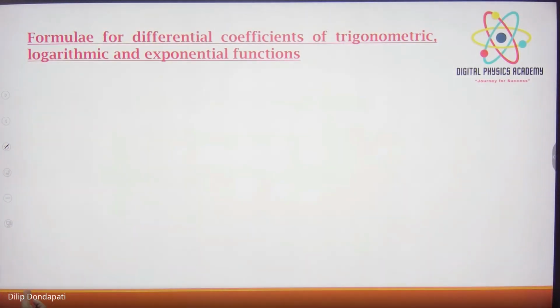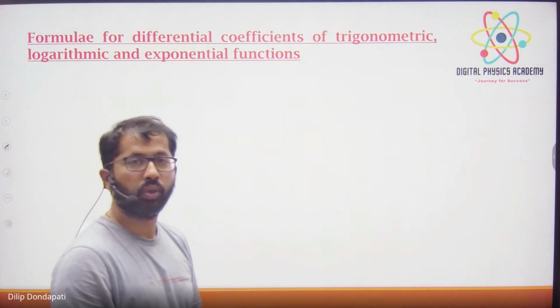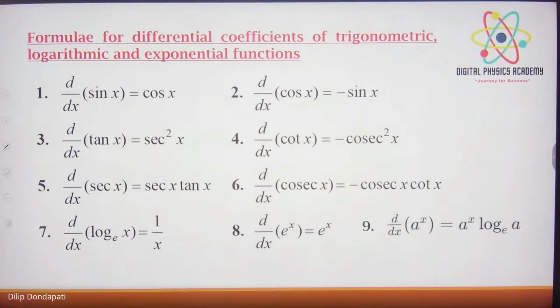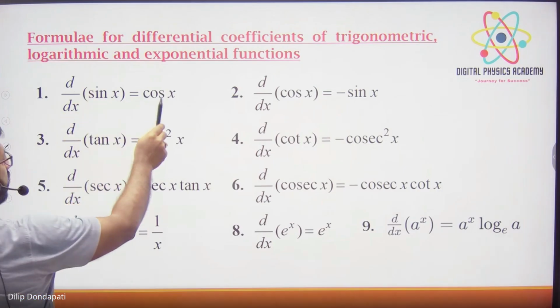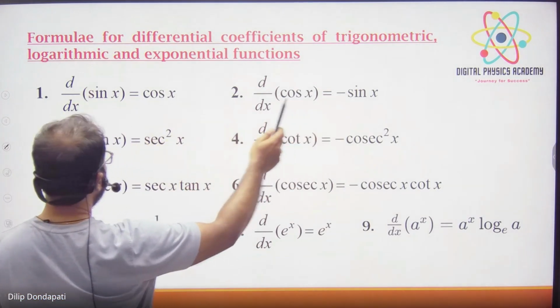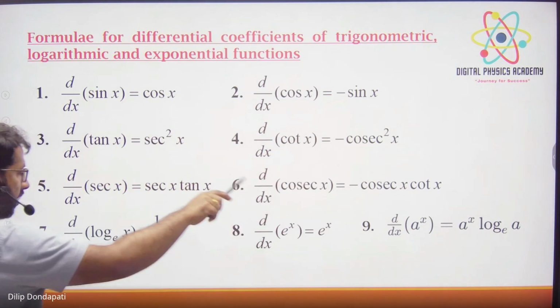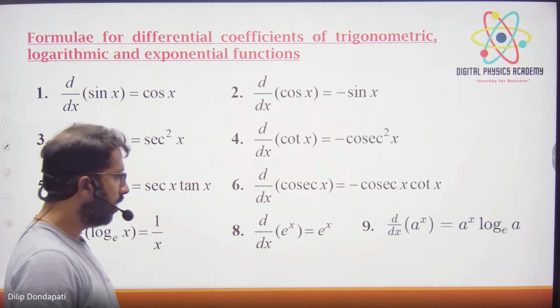Look, formulas of differential coefficient of trigonometric, logarithm and exponential functions. There are differentiation formulas for all of these. So write the formulas first. Differentiation of sin x is cos x. Cos x is minus sin x. Differentiation of tan x is secant square x. Cot x is minus cosecant square x. Like this, formulas are there. Write them. 9 formulas are there.